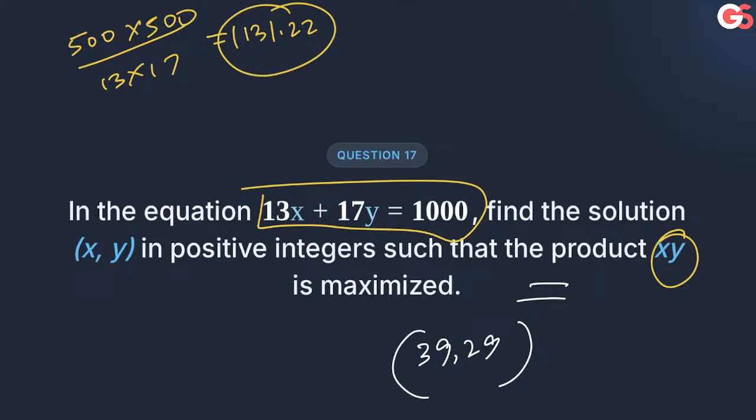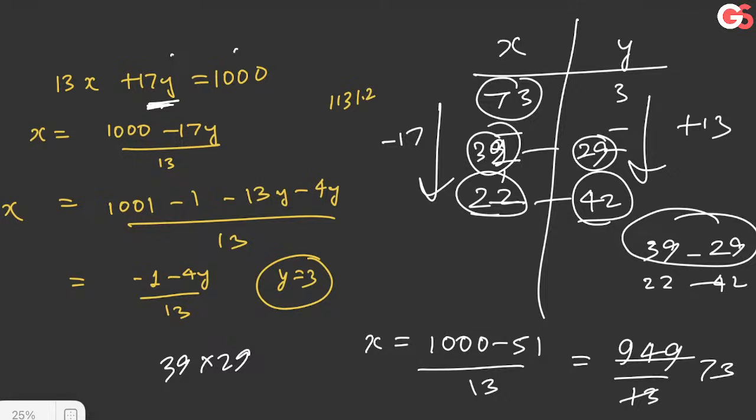When the sum is constant, the product gets maximized when the numbers are as close as possible. You can even check this out. So whatever we have obtained here, you can check whether the product is being maximized or not. You can check for 73 into 3, which will anyway be smaller. What does 39 multiplied by 29 come to, and 22 multiplied by 42? If you check this out, you will get the answer.